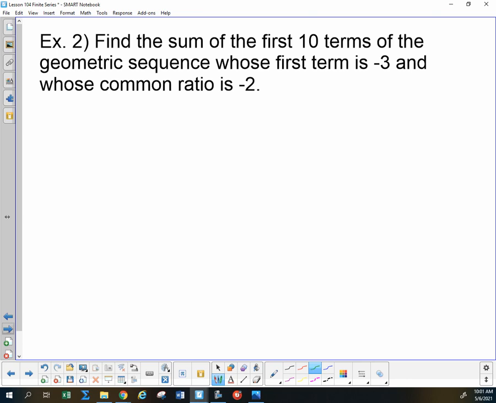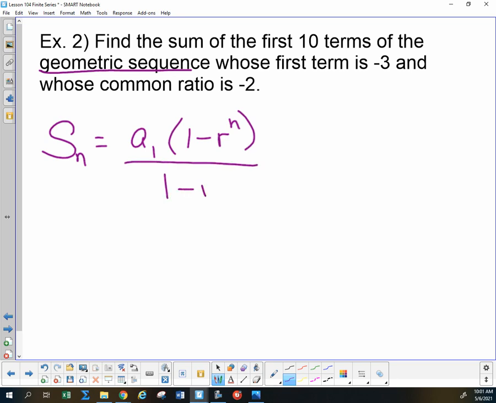So this time, let's do geometric. So if it is geometric, the sum is the first term times 1 minus r to the nth power over 1 minus r. Do we know the first term? If we do, shout it out. -3. We're trying to find 10 terms, so n is 10. Do we know r?